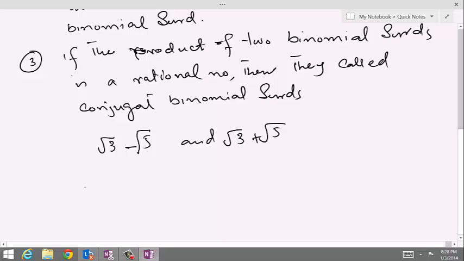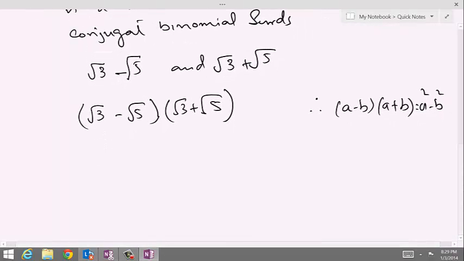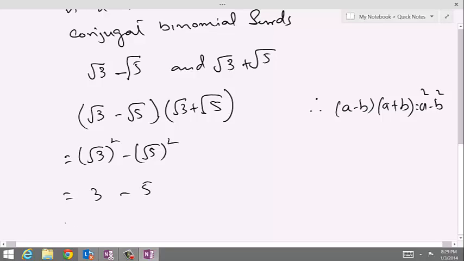So the product would be under root 3 minus under root 5 into under root 3 plus under root 5. If you remember from algebra the formula that a minus b into a plus b is equal to a square minus b square, similarly if we use that formula here, this would give us under root 3 whole square minus under root 5 whole square. So this would give us 3 minus 5, the answer would be minus 2, which is a rational number. So under root 3 minus under root 5 and under root 3 plus under root 5 are called conjugates of each other, and both are called conjugate binomial surds.